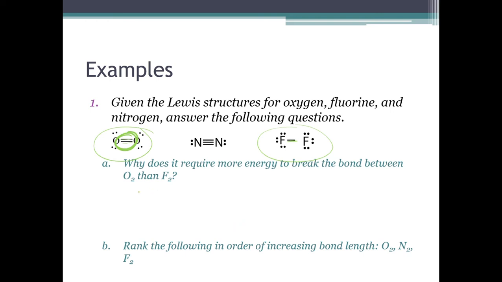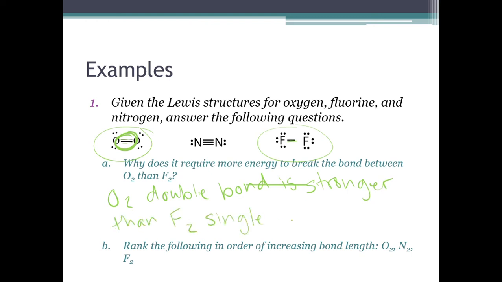So we can just say O2 double bond is stronger than the F2 single bond. That's really all you have to say about that. There are more electrons holding these together, more rubber bands. It's going to take more work to break this up than to break this up.